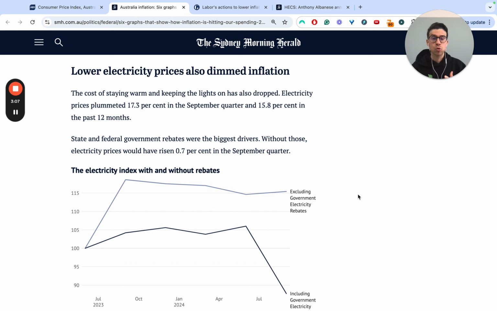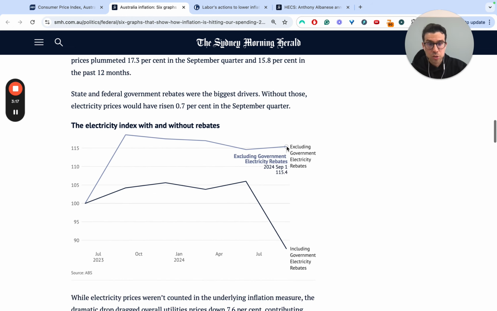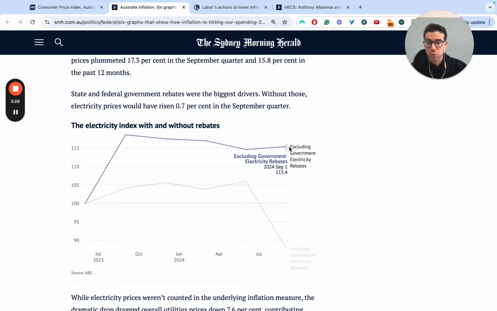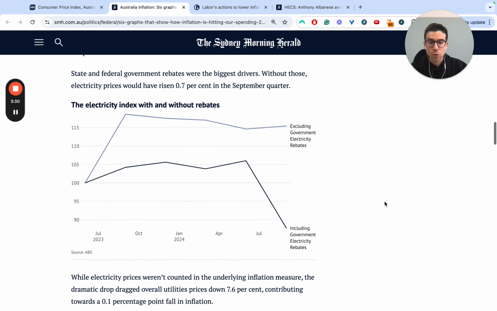So this goes to really analysing the effectiveness of cost of living relief, particularly if we think about these energy rebates that the federal government as well as state have implemented. And so what they're highlighting here is this is what it would have been, okay, and this is what it is, 87.7 in terms of the electricity index, compared to 115. You can see that really sharp drop that's occurred as a result, which is, I think, really a real highlight, okay?